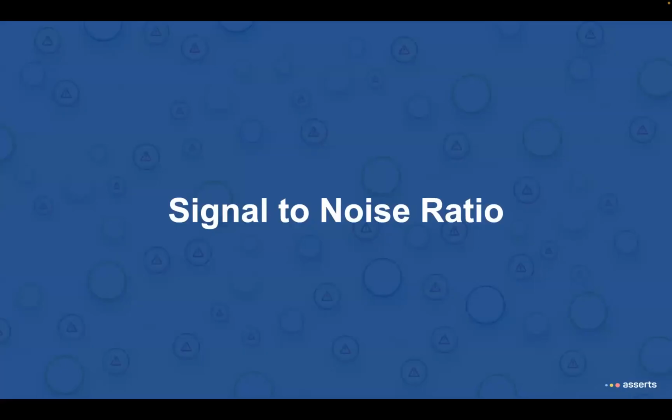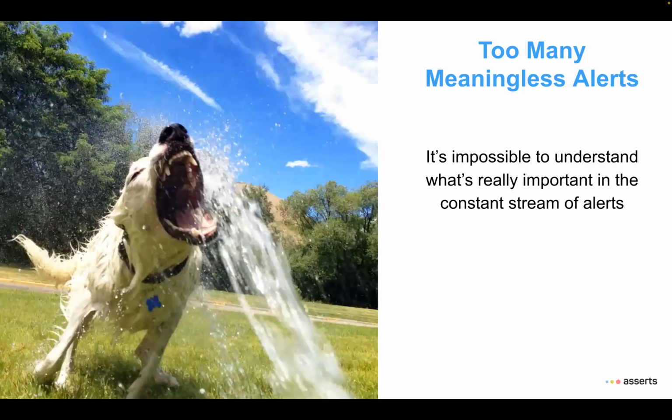So that creates a very high signal to noise ratio with all these false positives. You end up drinking from the fire hose, as they say, and so you get too many meaningless alerts. It really becomes impossible to see what's going on with all this happening. And with all those alerts firing, inevitably you're going to miss something that needs immediate attention.